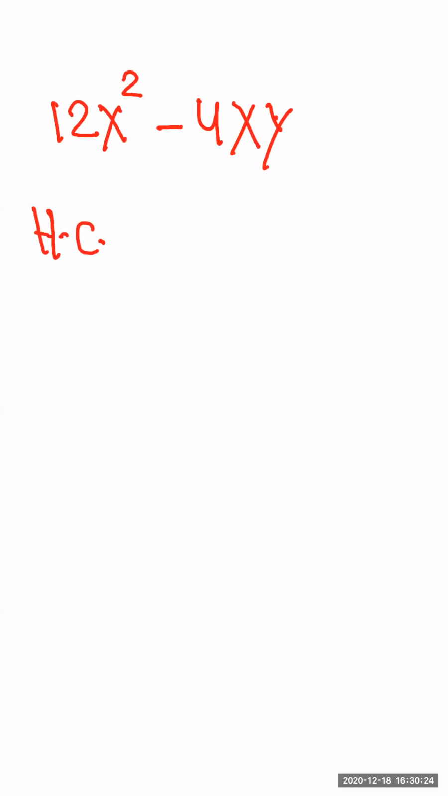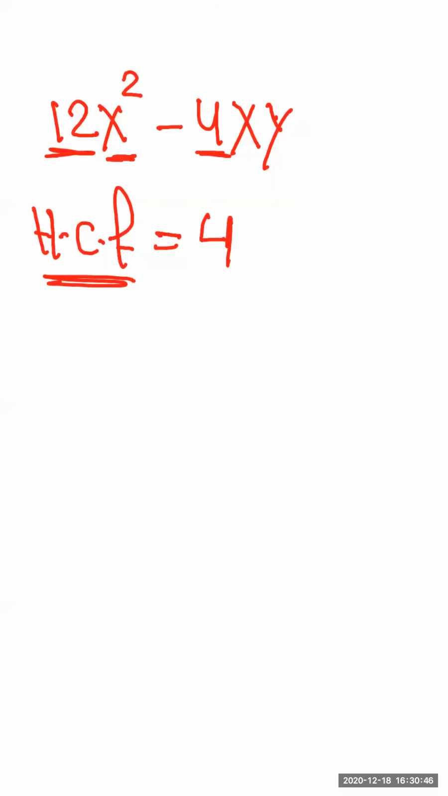The next example is 12x power 2 minus 4xy. How to factorize this one? First, identify the highest common factor. So it will equal 12 and 4. Okay, the highest common factor here actually is 4 because the two numbers are divisible by 4. And not only divisible by 4, the maximum number which can divide the two numbers is 4 actually.